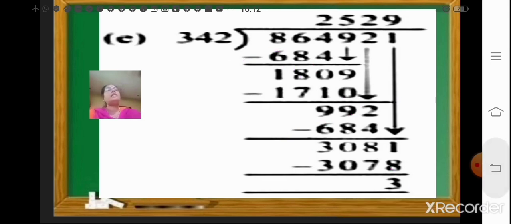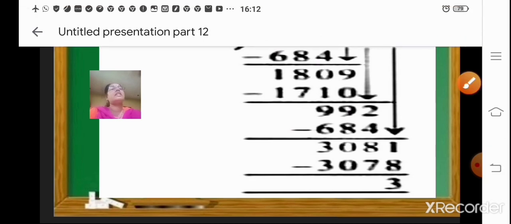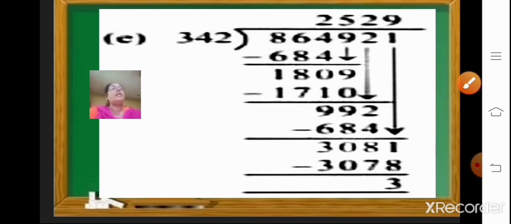So when you divide 8,64,921 by 342, your quotient is 2,529 and your remainder is 3.